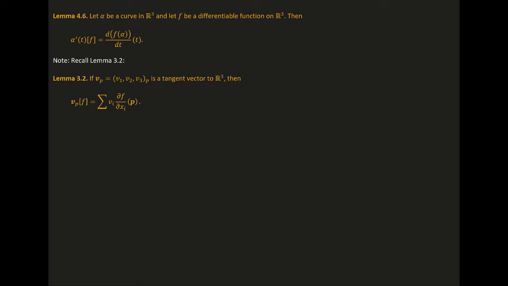Next, we consider lemma 4.6, which states: if alpha is a curve in R3 and f is a differentiable function on R3, then the directional derivative of f in the direction of alpha prime of t is written as the derivative of f of alpha with respect to t. We can write the directional derivative of f in the direction of the vector alpha prime of t as d f alpha dt of t. This is only for notational convenience in the future.